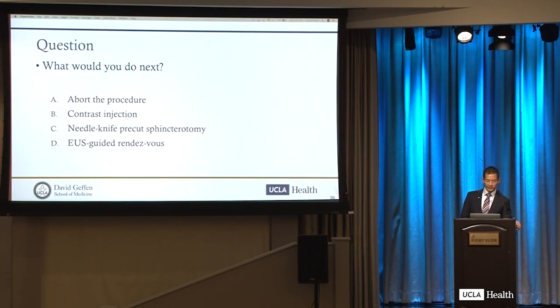40% of you perform ERCP. So what would you do next? You're in the procedure, you can't get in. The patient has a 5mm CBD stone and a relatively small duct. Your options are: A, abort the procedure; B, try contrast injection; C, needle knife pre-cut sphincterotomy; or D, EUS-guided rendezvous.